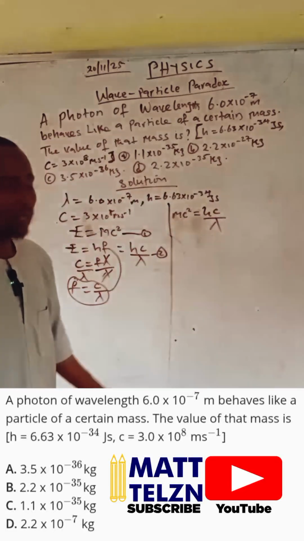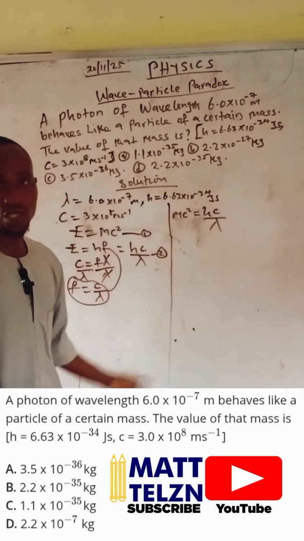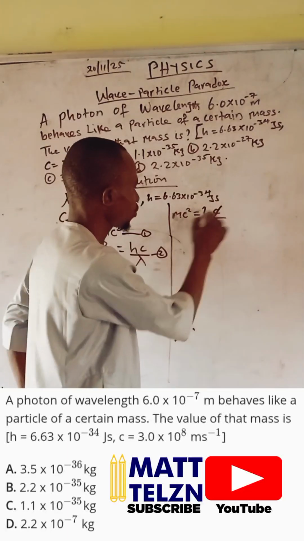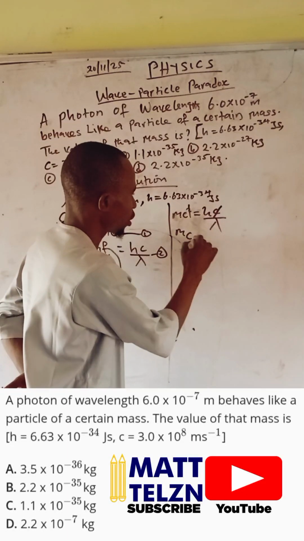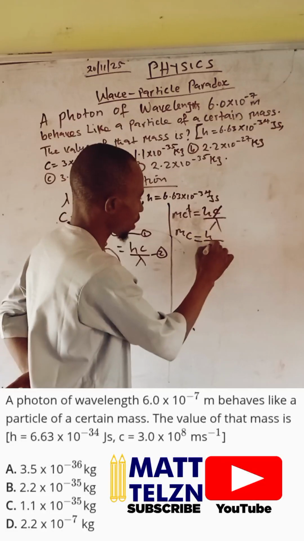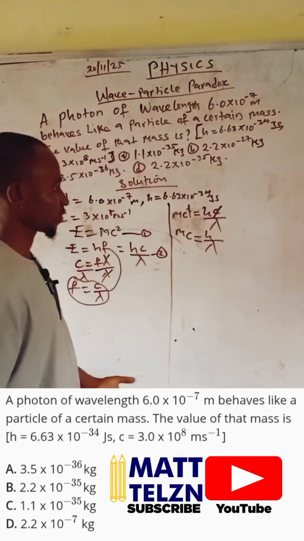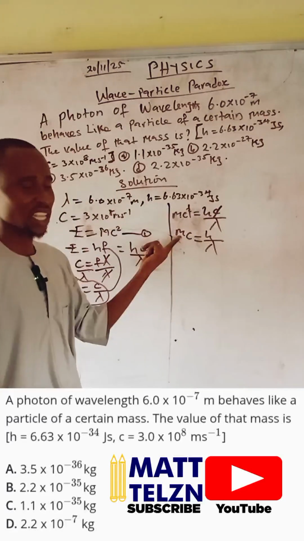Good. I'm asked to calculate my mass, right? Let me see what is going to cancel out. c will cancel one c. What do I have remaining? mc equal to h over lambda. Still not satisfied. I need to make m stand alone.